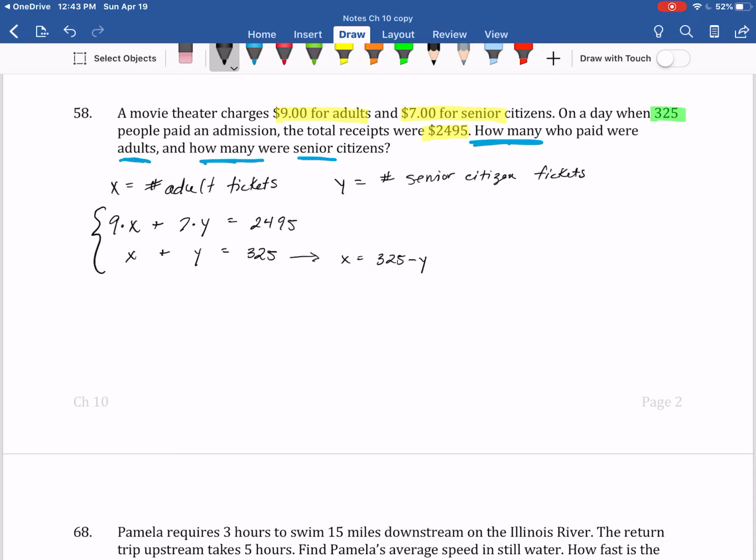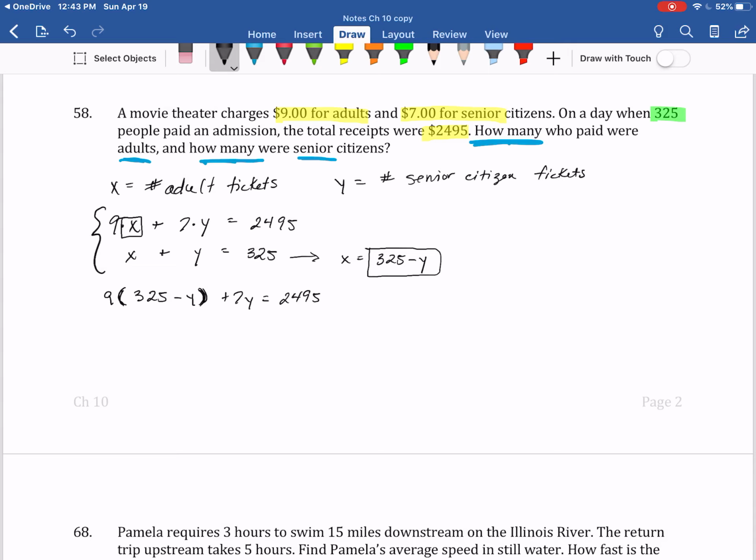And now's when the substitution comes into play. The 325 minus Y is going to be substituted into the other equation in place of the variable X, right? Because they're both equal to X. So that's where I want to put that expression into. And that is going to say 9 times the entire 325 minus Y plus 7Y equals 2495. It's really important that we use parentheses around this quantity that we substituted in because the entire quantity is now going to be multiplied by 9.